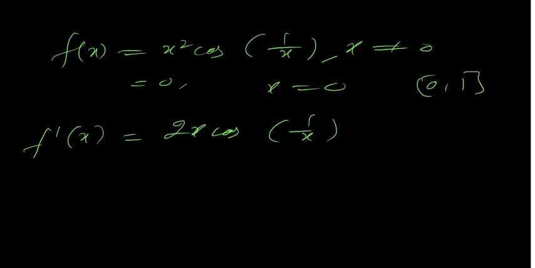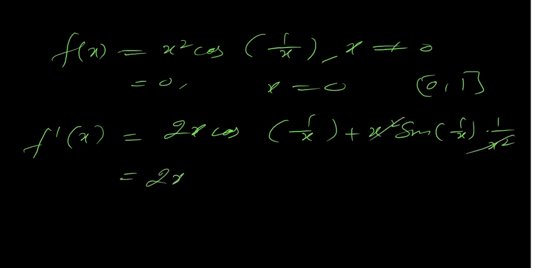The derivative is twice x into cos of 1 over x, and then, since the differentiation of cos is minus sine, we have minus x square times sine of 1 over x into the differentiation of 1 over x, which is minus 1 over x square. So this becomes plus 1 over x square, and this x square will cancel. It's equal to twice x cos of 1 over x plus sine of 1 over x.